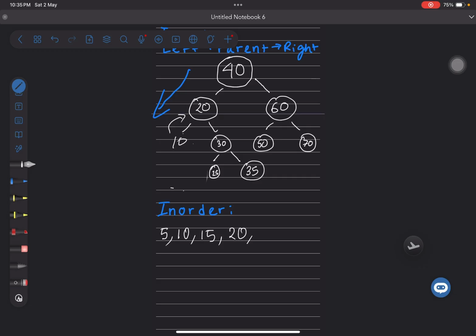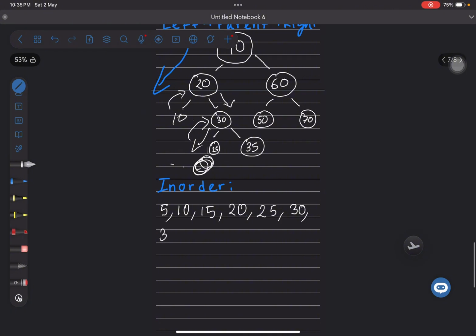Now, remember, we go to the right side, but again, our priority is always left. So even though we go to the right side of 20, where we come to 30, now we have to go to the left side. We have to go to the absolute left side as possible. What is the absolute left of 30? It's 25. So we write 25. There is nothing else here. So we go back to the parent, who is 30, and then we go to the right side of 30, which is 35. Done.